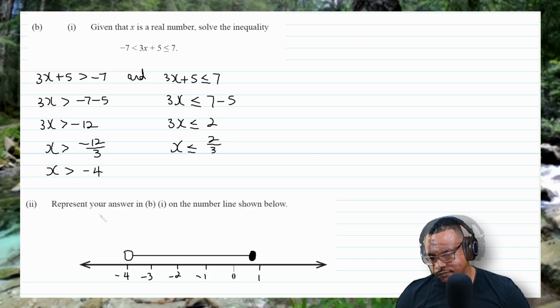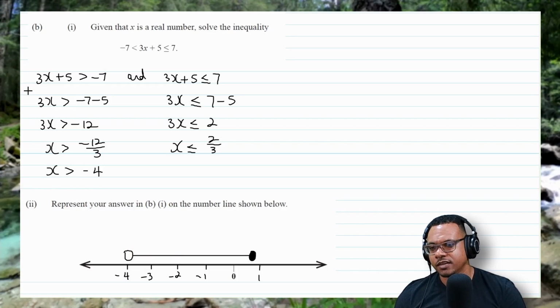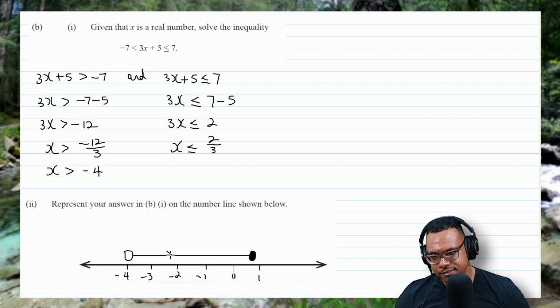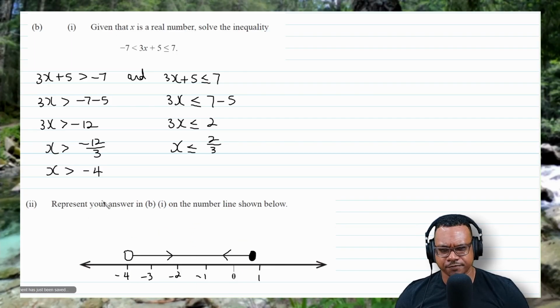And now remember, more than is going to the right and less than is going to the left. So seeing that x is more than negative 4, from the negative 4, we have to go more than, which will be going to the right. So I'll put a little arrow going to the right like this. Now see that we have x is less than or equal to 2/3 and less than is going to the left. So with the circle at 2/3, we're going to the left. So I'm putting an arrow going to the left like this from the 2/3. And that will be representing your answer on the number line.